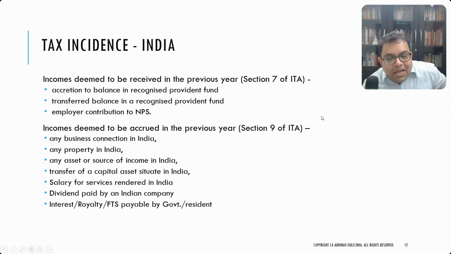Right, so this is basically what I have talked about regarding the residential status in India and the corresponding tax incidence that happens in India. The provisions are a bit complicated, as tax law always is, so please do feel free to share your thoughts, your feedback, or your queries in the comment section, and I will try my best to answer them.